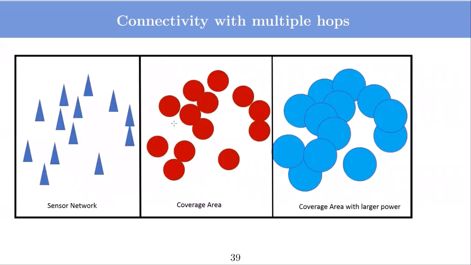You can model these coverage areas using Boolean models in the following way. Suppose these are a network of sensors or base stations, and each has a coverage area. If they have the same power, the coverage area will be the same; if they have different power, they will have different coverage areas. You can model this using Boolean models and find out that this is not a connected graph. But if I increase the power, I increase the coverage area, and then you can see the coverage areas will be connected. So using multiple hops, you can identify whether a link is connected or not if you model a network using a Boolean process.